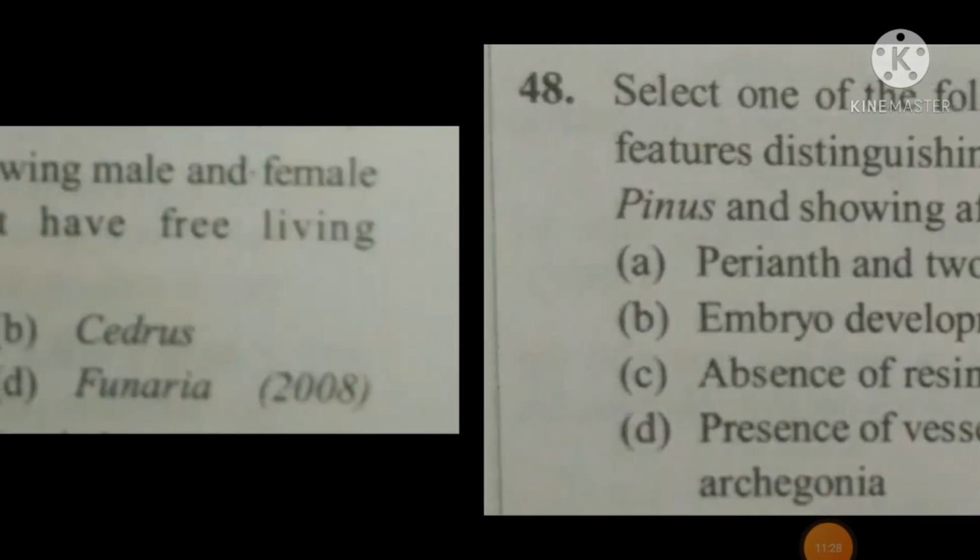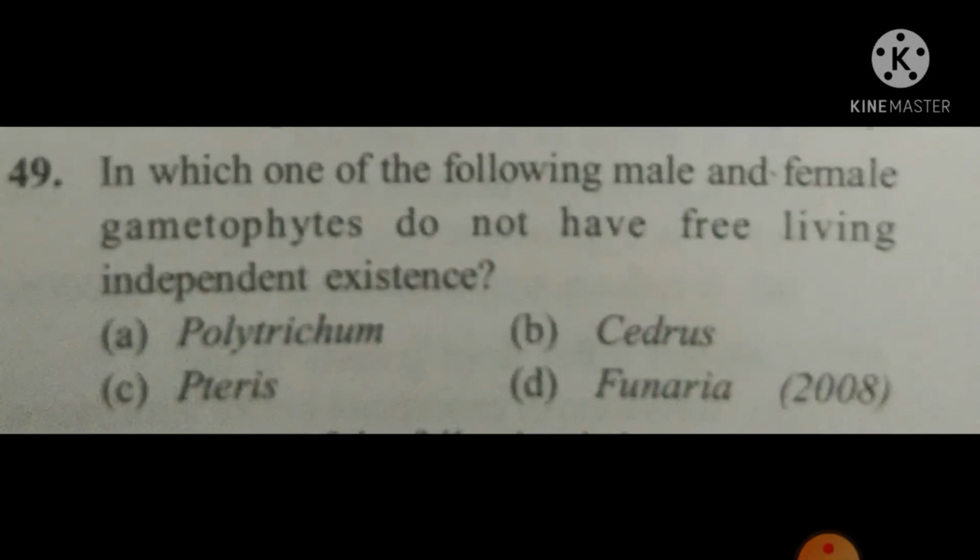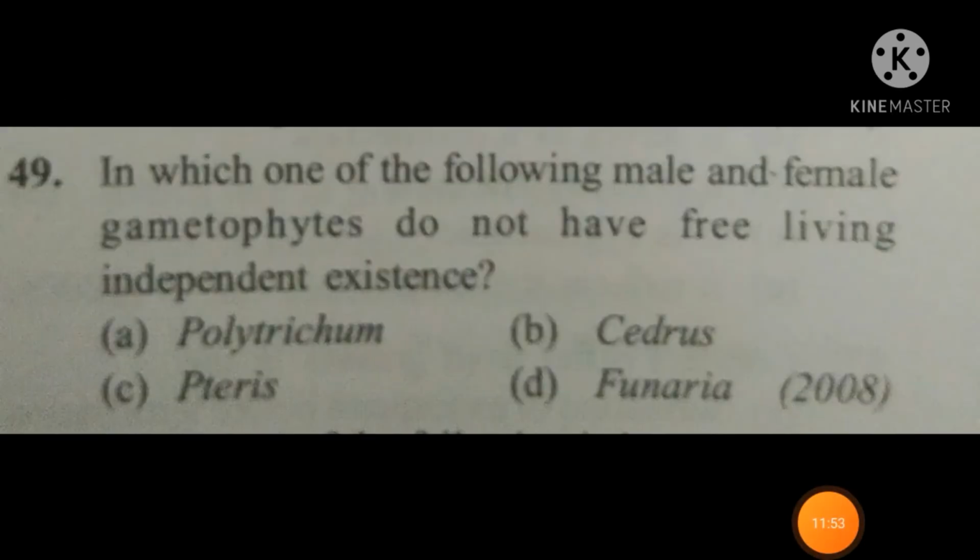Next question, in which one of the following male and female gametophytes do not have free living independent existence? A. Polytrichum, B. Cedrus, C. Pteris, D. Funaria. So the correct answer for this is option B, Cedrus.